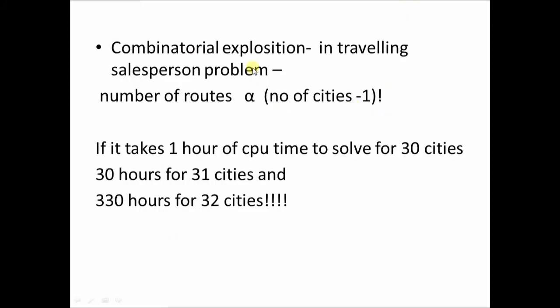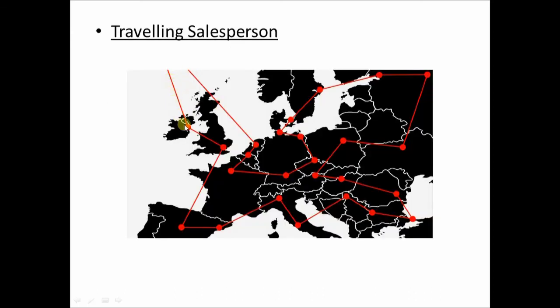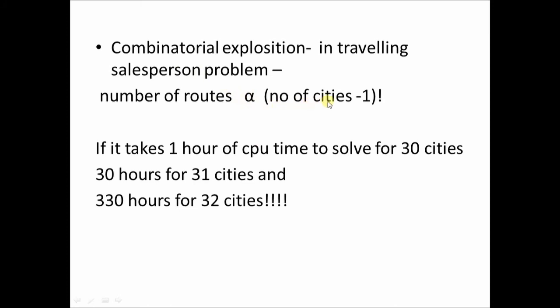Now the problem with this traveling salesperson is combinatorial explosion. Now what is combinatorial explosion? Just see, in the traveling salesperson problem, the number of routes, you see these are routes, this is one route, second route, third route. So the number of routes or number of edges is proportional to the number of cities minus 1. Suppose there are 100 cities, then the number of routes connecting those 100 cities will be 100 minus 1 factorial. So the number of routes is proportional to (number of cities minus 1) factorial.